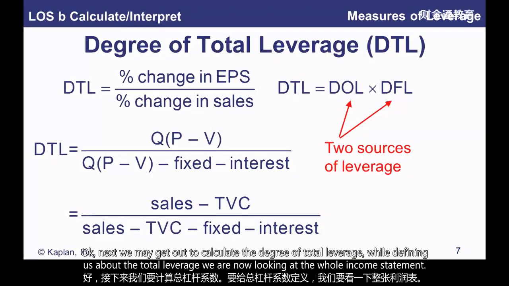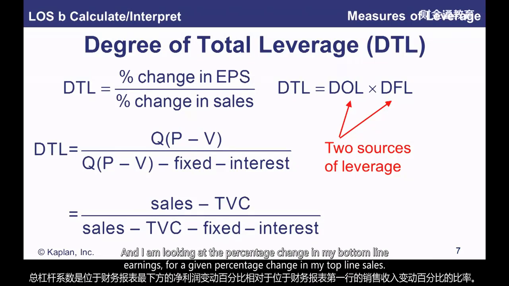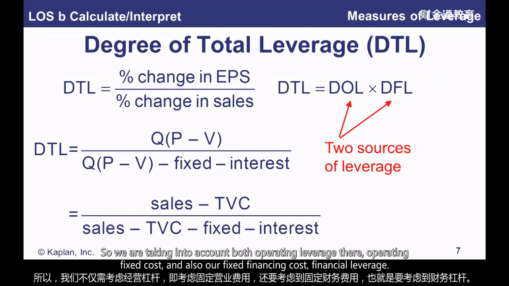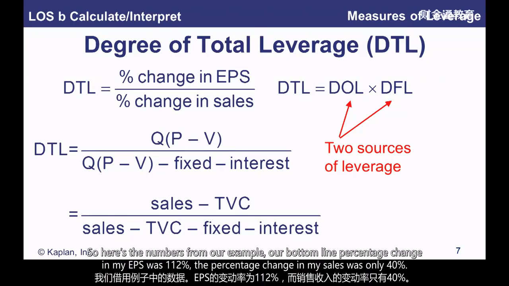Okay, so next we might get asked to calculate the degree of total leverage, where if I'm being asked about the total leverage, then I'm now looking at the whole income statement. And I'm looking at the percentage change in my bottom line earnings for a given percentage change in my top line sales. So we're taking into account both operating leverage there, operating fixed costs, and also our fixed financing costs, financial leverage. So using the numbers from our example, then the bottom line percentage change in my EPS was 112%, wasn't it? And the percentage change in my sales was only 40%.